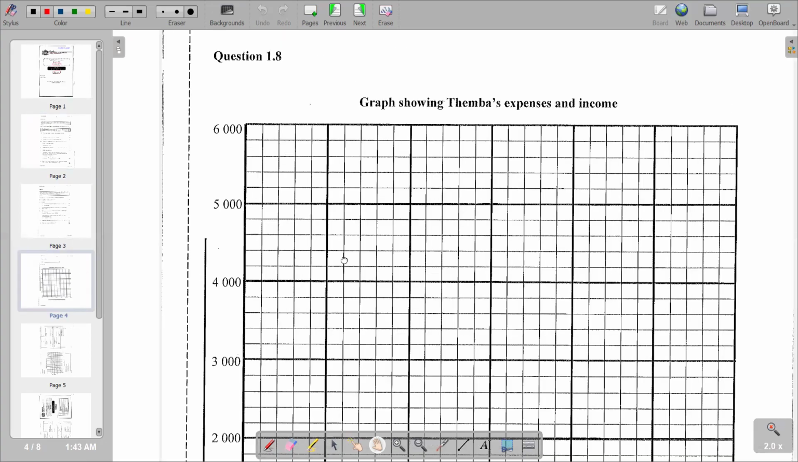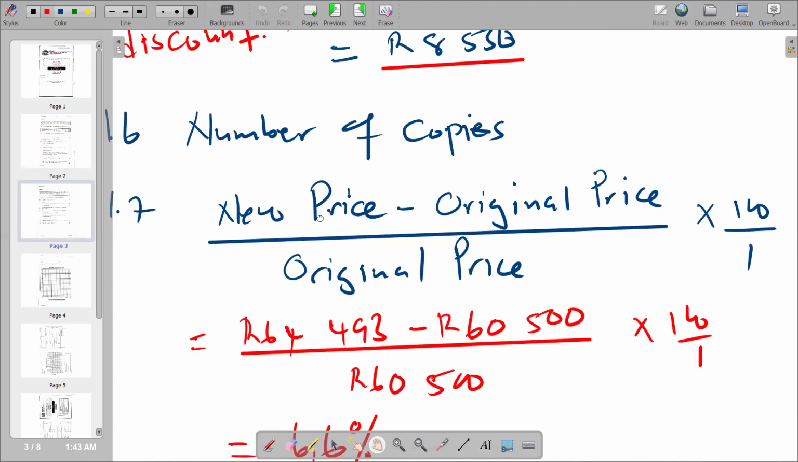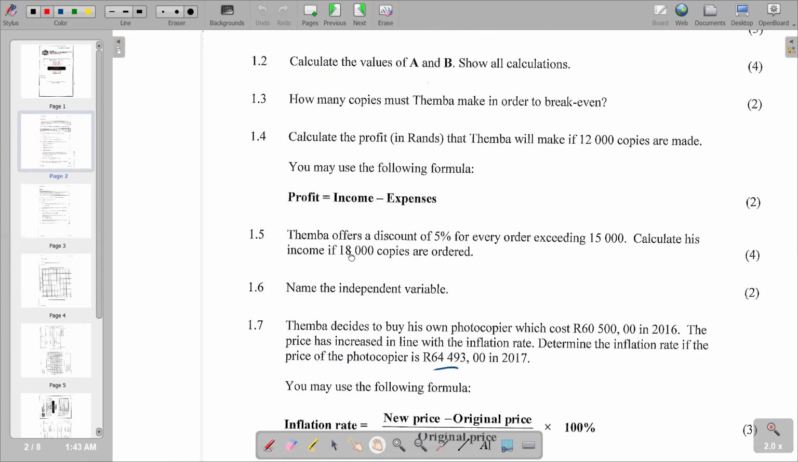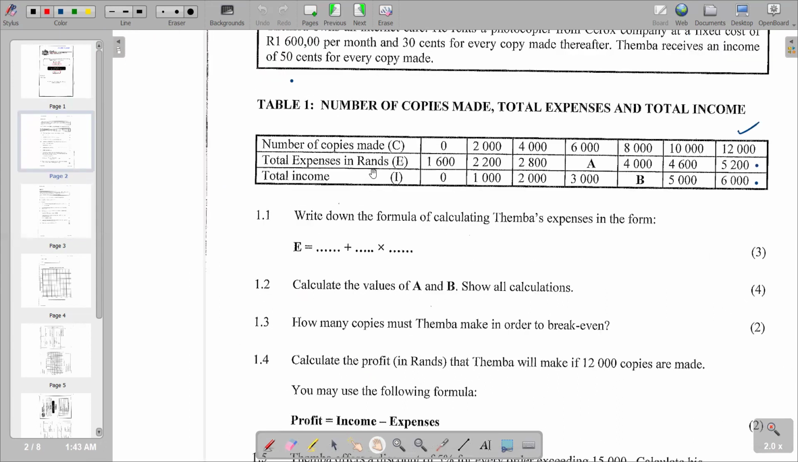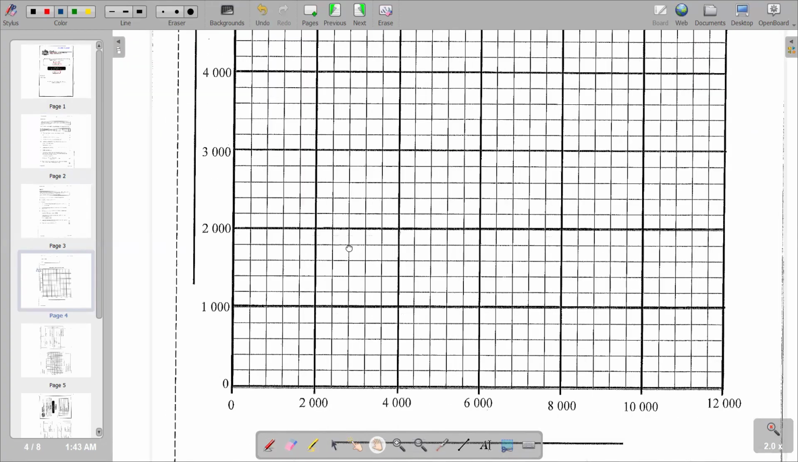So this is the graph that you are given in the answer book, showing members' expenses and income. On the vertical axis, according to the graph that we are given in the question, we are going to have our expenses and our income. So basically, we can say amount in rands is our vertical axis. So that's our label on the vertical axis.